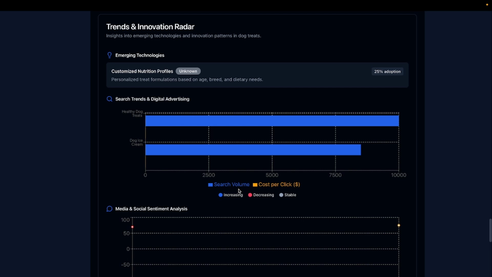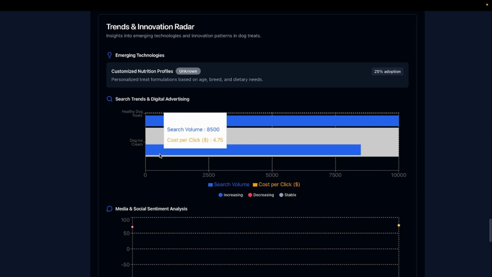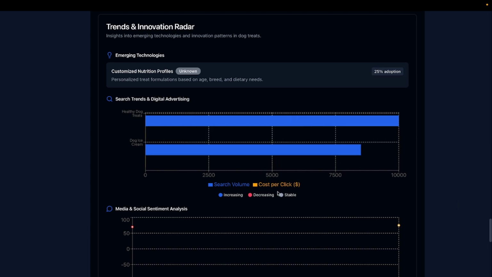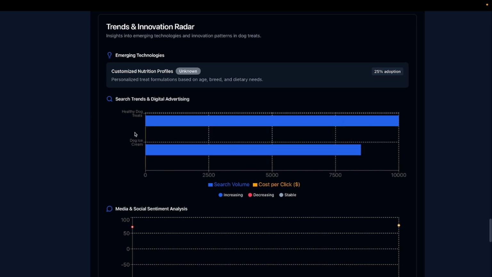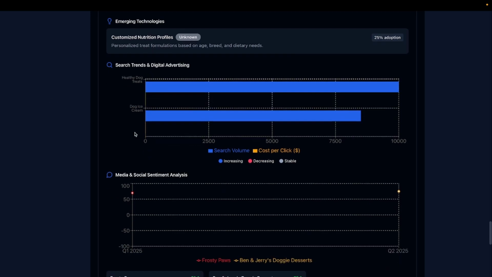So we just can see how people advertise this stuff and how much they're spending on it. This is really good information if you're going to be advertising your product, so you can see how much other people are spending on it. So we've got healthy dog treats above dog ice cream, but people are buying dog ice cream because it's healthy treats. You kind of get that sort of thing.